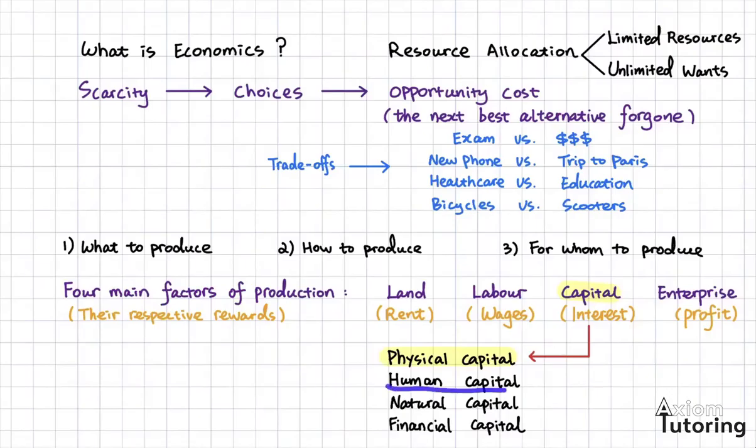Human capital means skilled labor, people with education, experience, and health. Natural capital refers to land and everything that exists naturally on Earth. Financial capital means investments like shares and bonds. Throughout this series, when I say capital, I usually mean physical capital, unless I state otherwise.